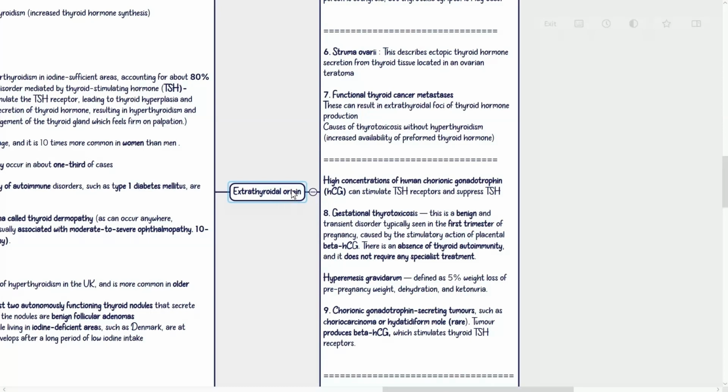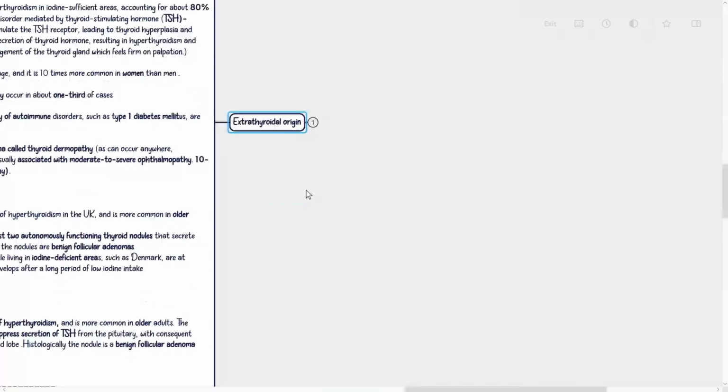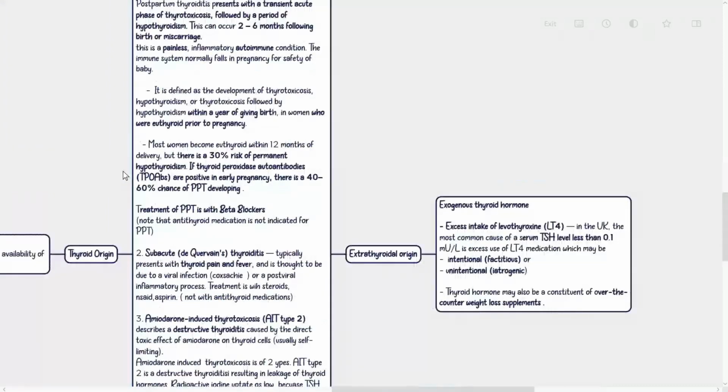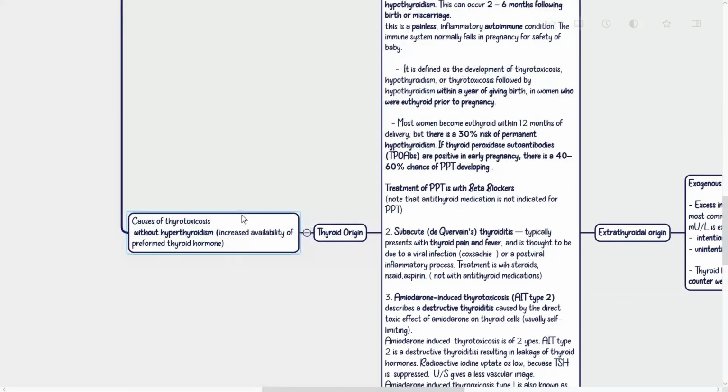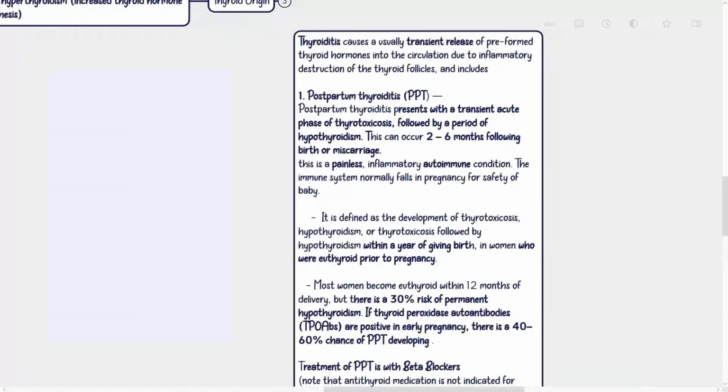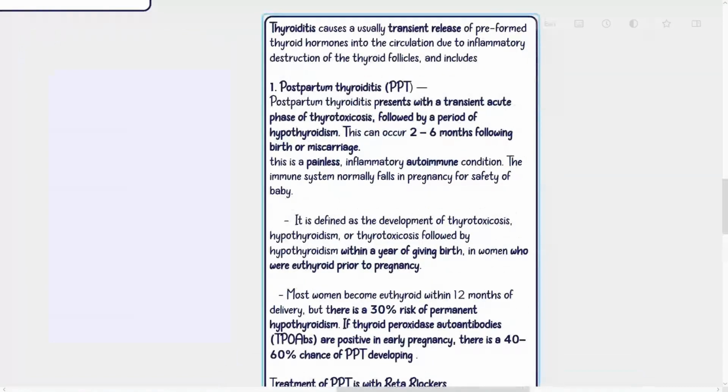Causes of thyrotoxicosis without hyperthyroidism: increased availability of preformed thyroid hormone. Thyroid origin. Thyroiditis causes a usually transient release of preformed thyroid hormones into the circulation due to inflammatory destruction of the thyroid follicles and includes 1. Postpartum thyroiditis, PPT. Postpartum thyroiditis presents with the transient acute phase of thyrotoxicosis, followed by a period of hypothyroidism. This can occur 2 to 6 months following birth or miscarriage.